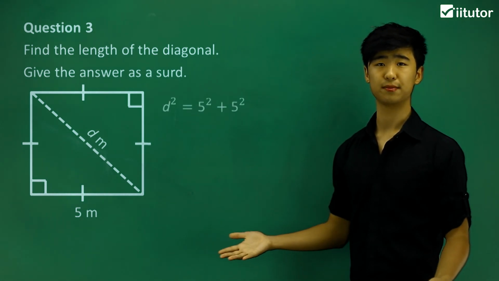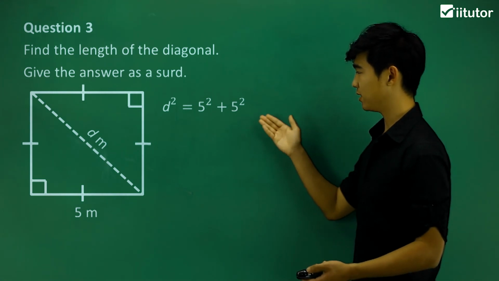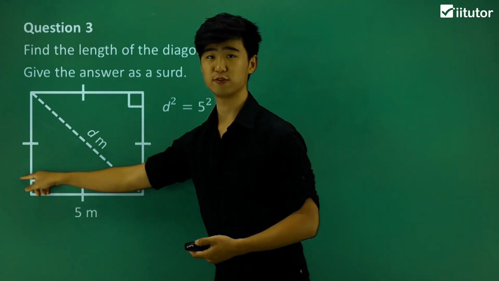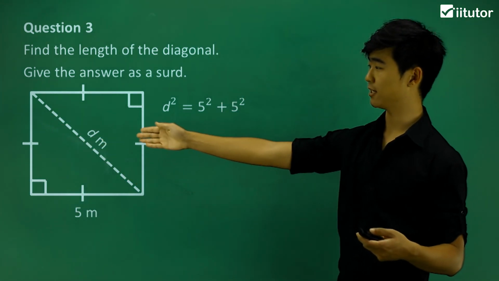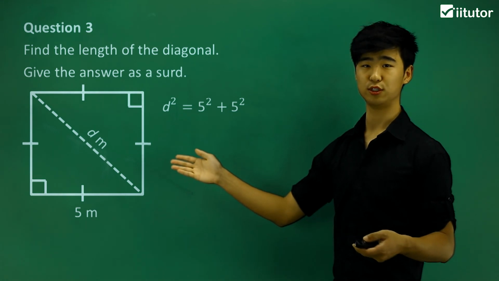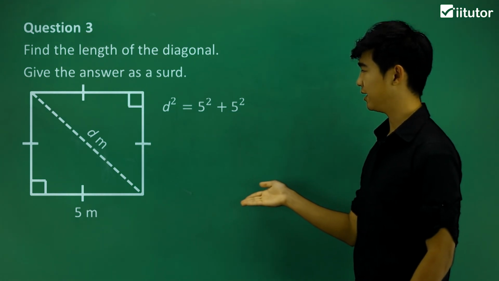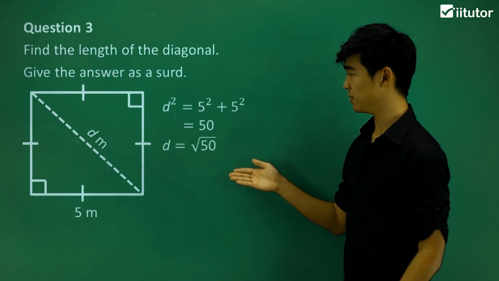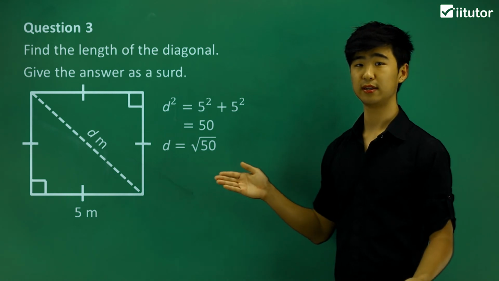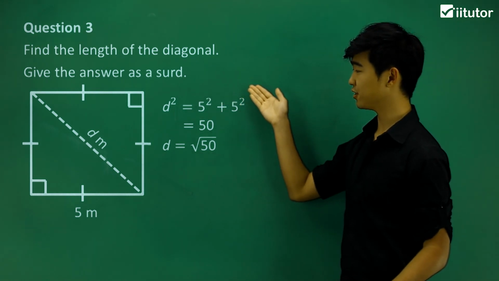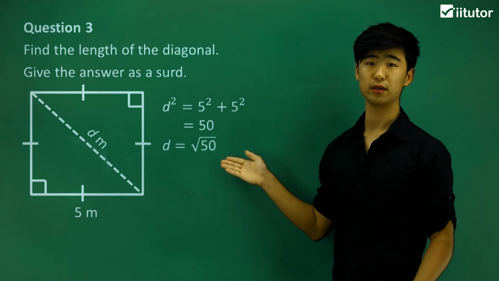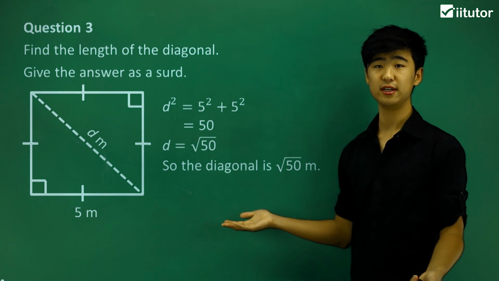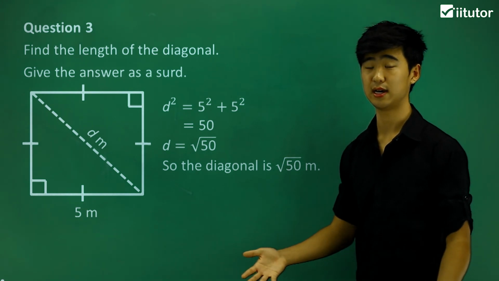So let's write it out. D squared equals 5 squared plus 5 squared. So where did the other 5 squared come from? If this is 5, then this is also 5. Those are my two shorter sides, and D is my hypotenuse. So let's just calculate down. We should get D squared equals 50. Then D will be the square root of 50. Now the question says give the answer as a surd, so this is pretty much what we want. We don't want to calculate it any further. So the diagonal is root 50 meters. So that's how we answer the question.